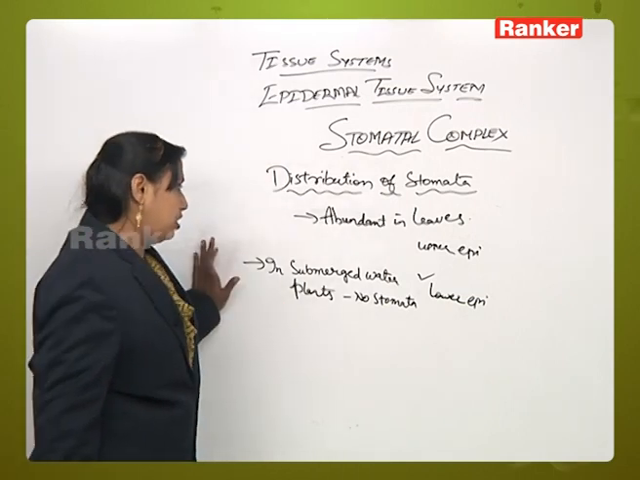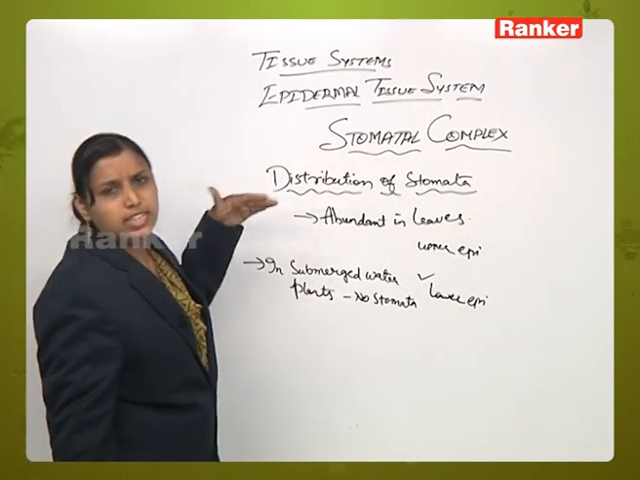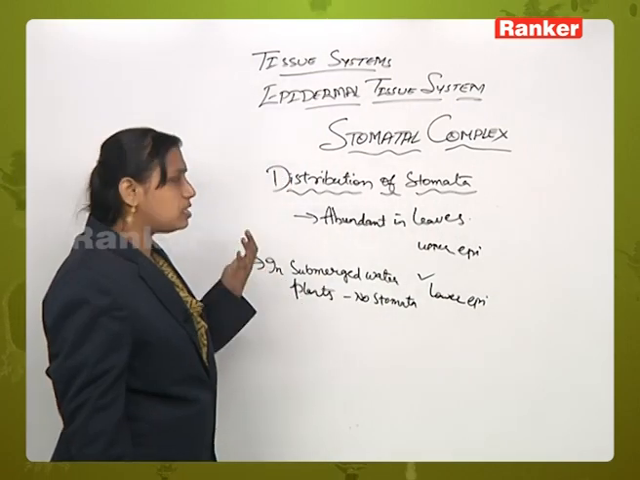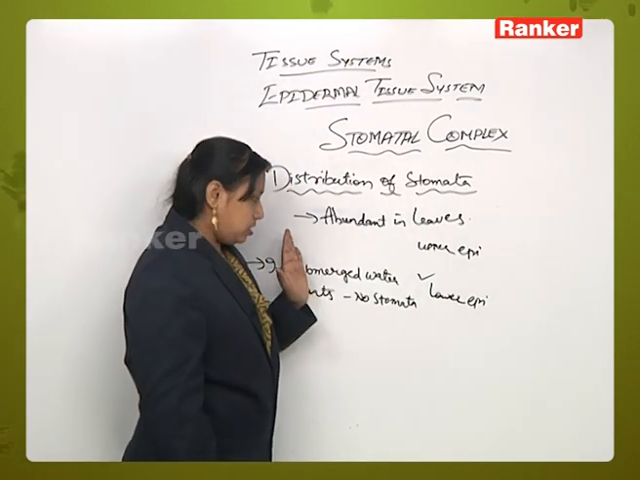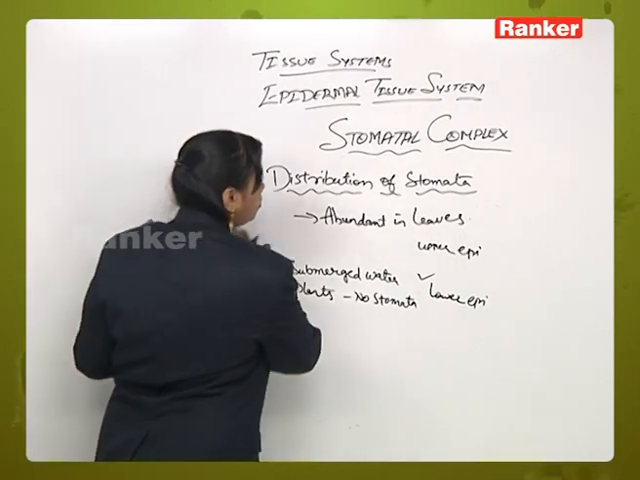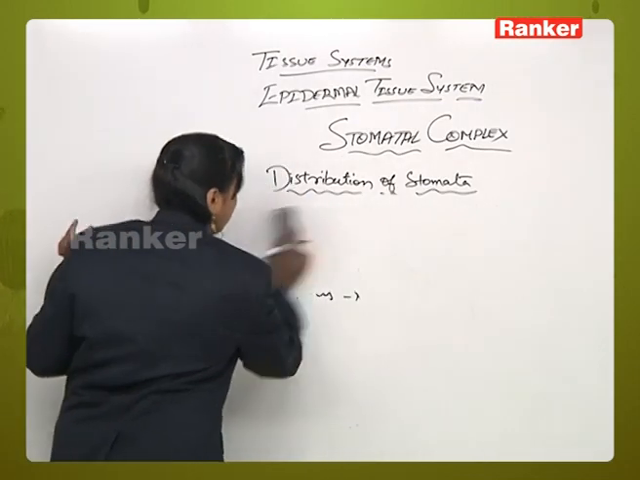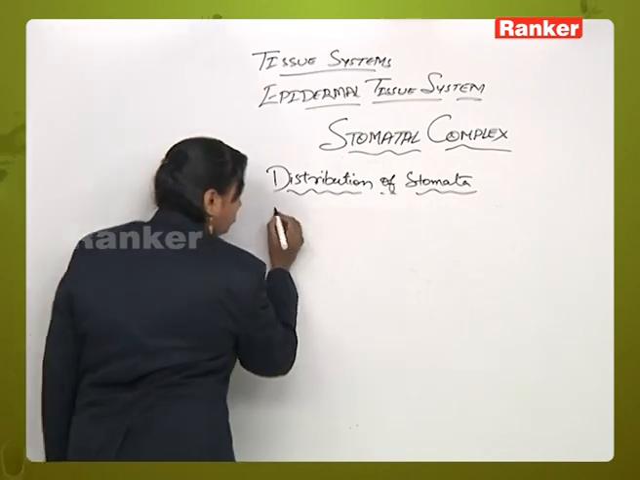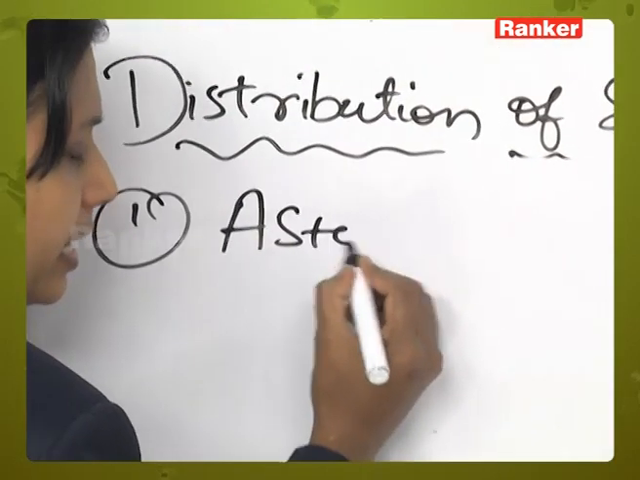On the basis of the distribution, where it is present, either at the upper epidermis or lower epidermis, there are 4 types of distribution of stomata here. First one is astomatic condition.